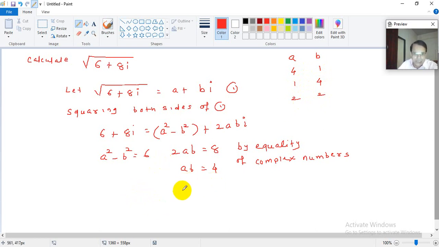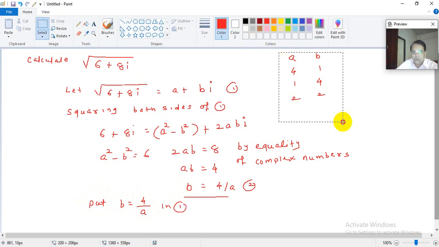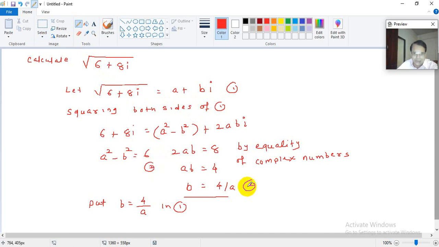So what you do is, ab is equal to 4 tells you b is equal to 4 upon a. Say this is 2. Now put b is equal to 4 upon a in 1. Okay, so what does 1 become now? We will erase this. So this is say 2 and this is say 3. So put b is equal to 4 upon a in 2.